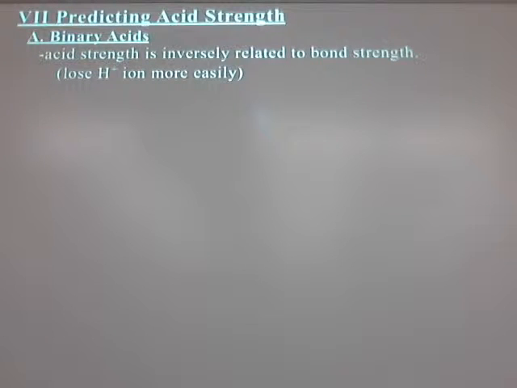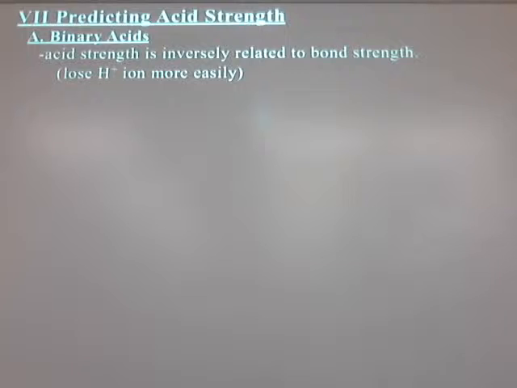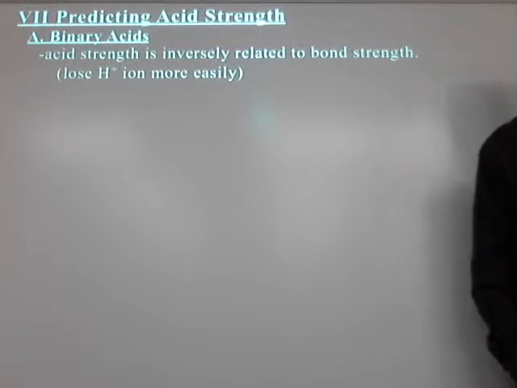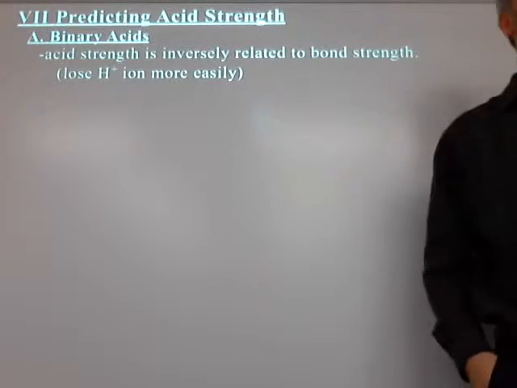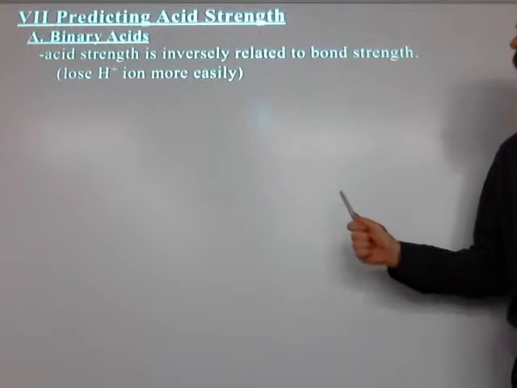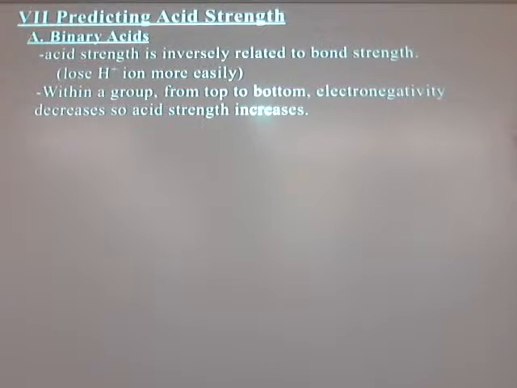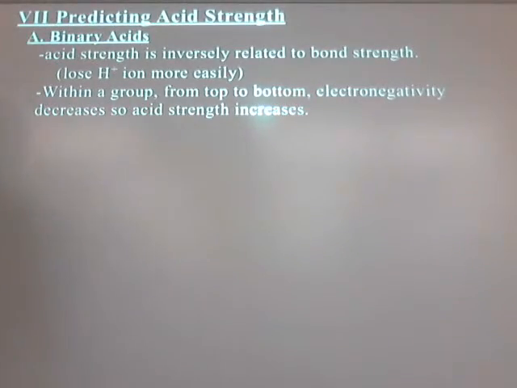So I would expect the weaker the bond, the better the acid. The lower the electronegativity difference, the closer they are together. Fluorine is holding really tightly, so it's not going to be as good an acid. So within a group from top to bottom, electronegativity decreases, so the acid strength increases. Now, this is a rule of thumb. It's not perfect, but that's in general what's going to happen.